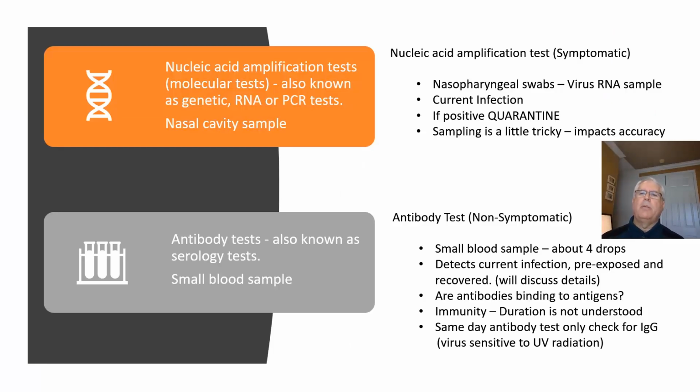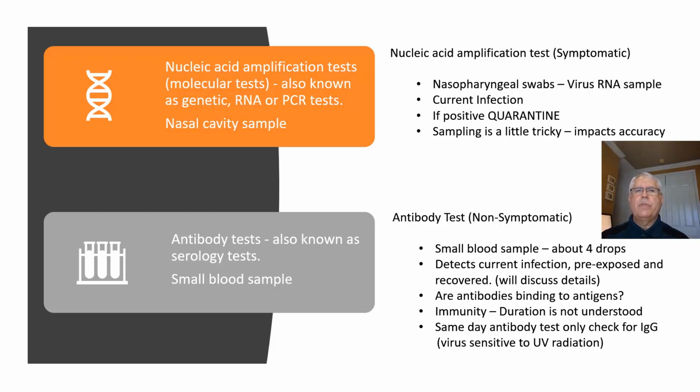Okay, so let's dig in a little bit on these 2 types of tests. The RNA or molecular test. First and foremost, it's the nasopharyngeal probe. That's a little bit of an unpleasant sample. There's a fair amount of skill involved, and so as somebody needs to take that sample, you can't provide your own sample for the RNA or molecular test.